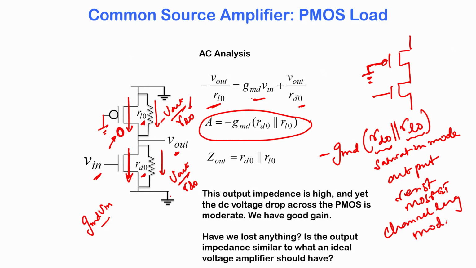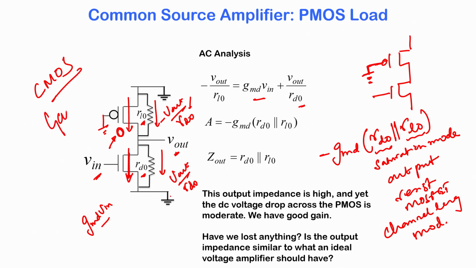So, if we say that there is no channel length modulation, then this becomes infinite and that becomes infinite, and the gain is theoretically infinite. So, CMOS technology can give you very high gain. So, that is why it is desirable to have CMOS technology. It can give you high gain.